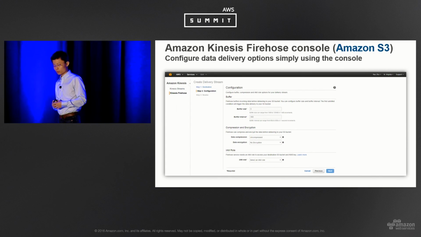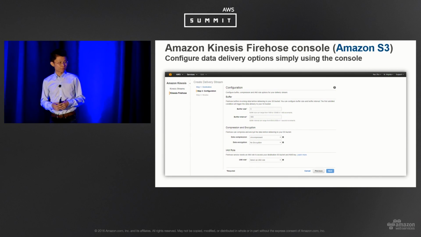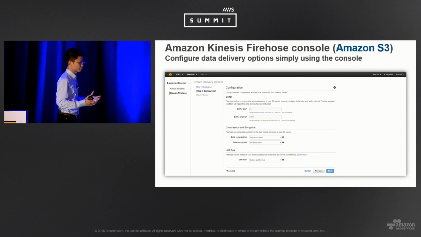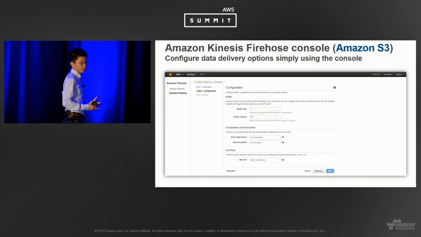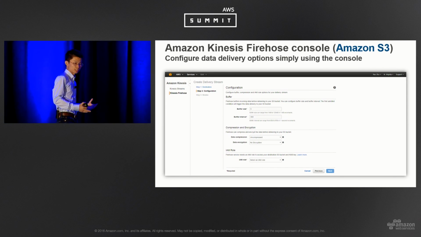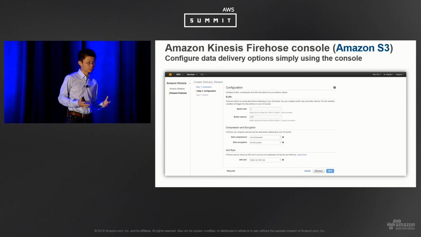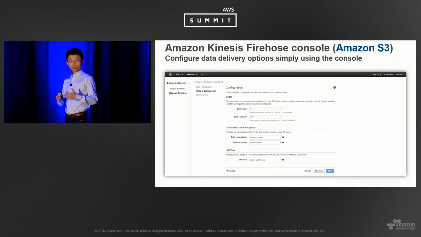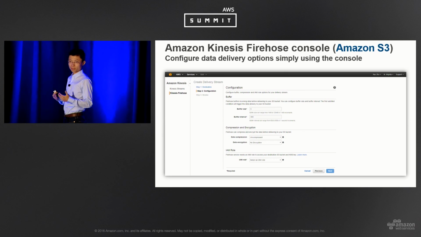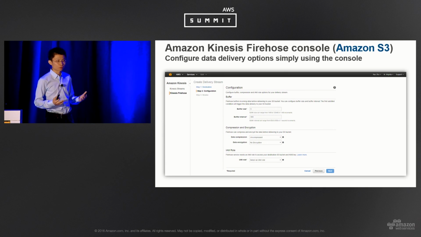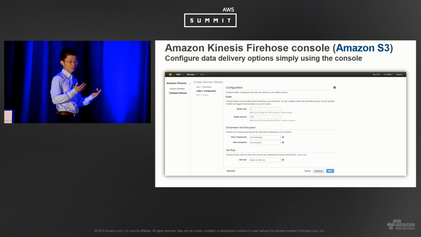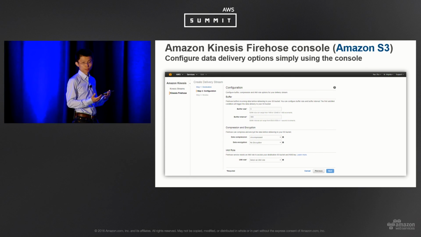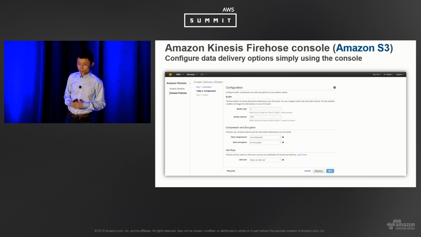Step two, a couple of configuration options. The first one is buffering. Firehose buffers streaming data in micro batches before we send it to S3. That way, it's more efficient to load data into your S3 bucket, and it's more cost effective for you. Buffer options can be configured in two ways. Either you can configure buffer size, which is in megabytes, or you can configure buffer interval, which is in seconds. You can configure both options, and whichever is satisfied first will trigger the data delivery to your S3 bucket.